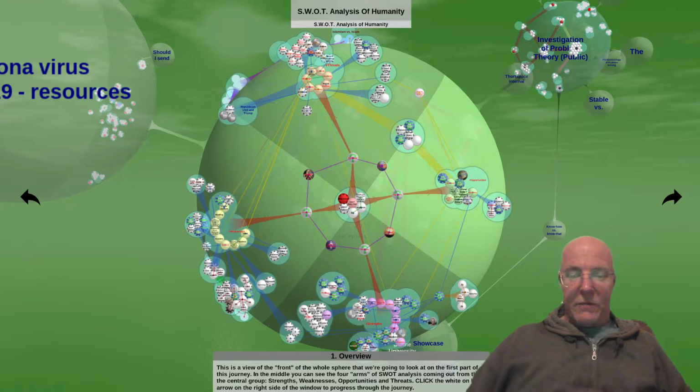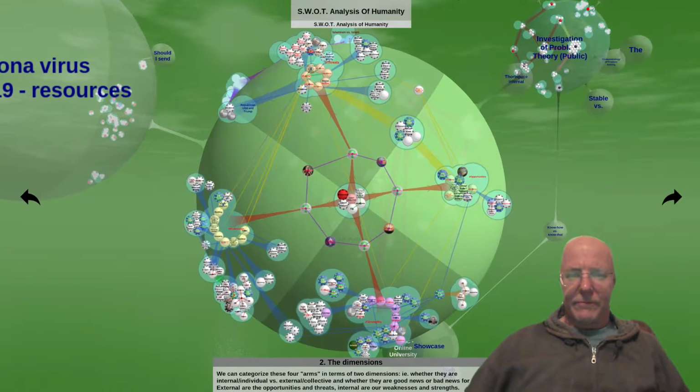Click the white on blue arrow on the right side of the window to progress through the journey. On my screen, they're actually black arrows. Also, I'm going to use the arrow keys on the Windows keyboard anyway.